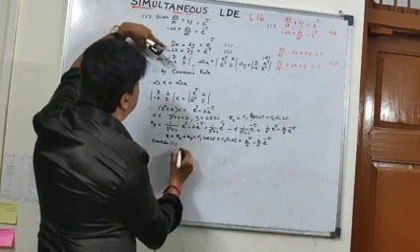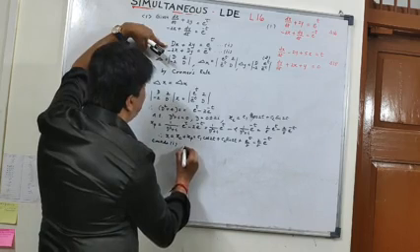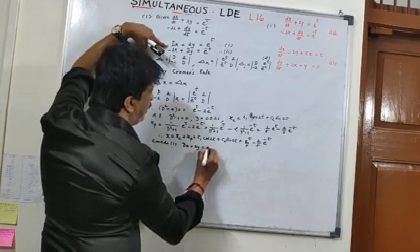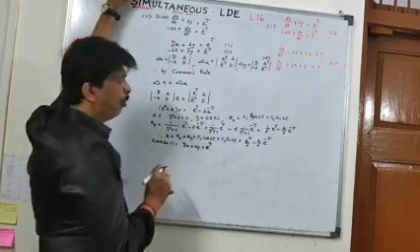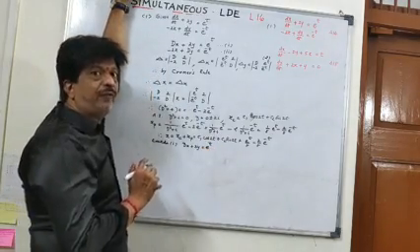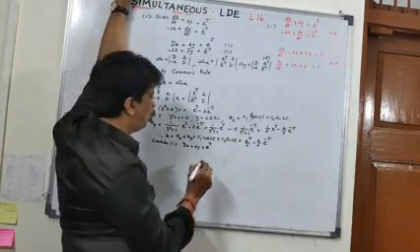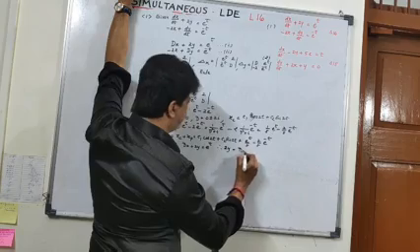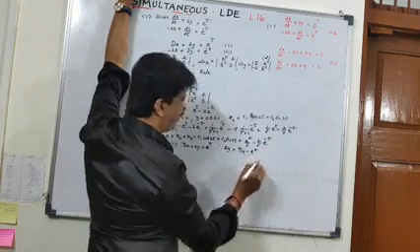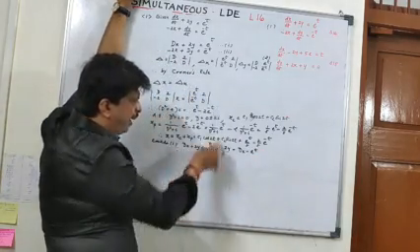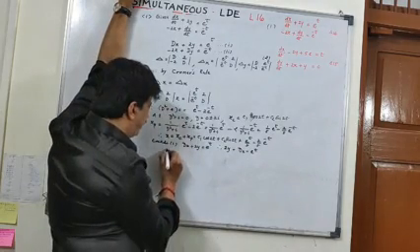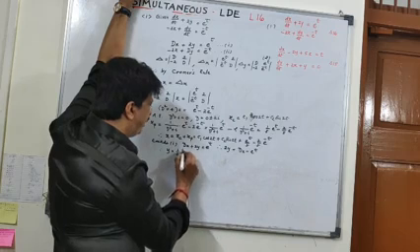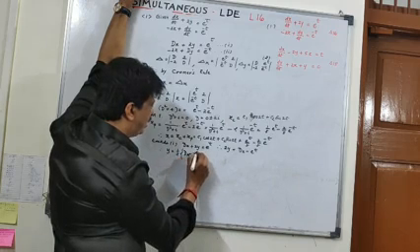What is this? Dx plus 2y is equal to e raised to power t. From this I would be determining the value of y. So 2y is d of x minus e raised to power t. From this equation, dx minus e raised to power t. Therefore y is equal to 1 by 2 times dx minus e raised to power t.